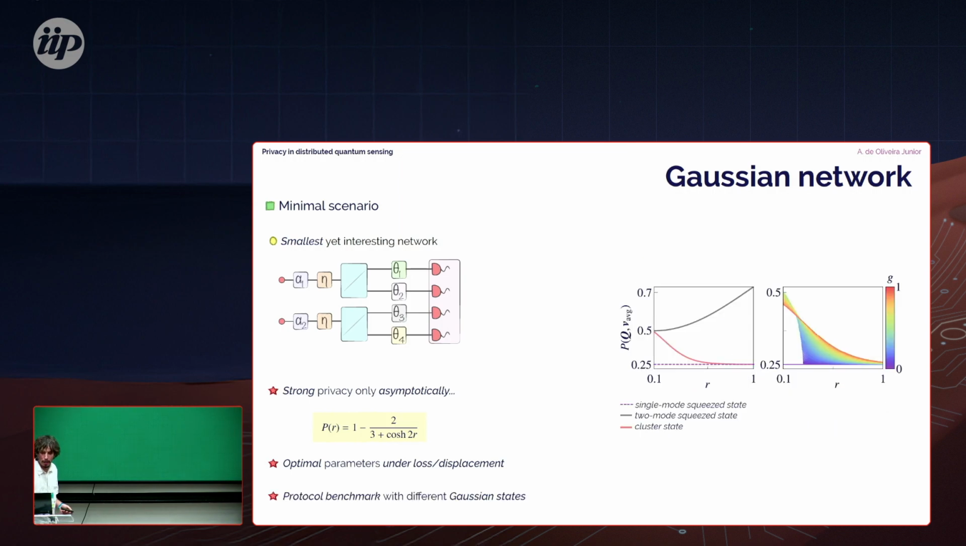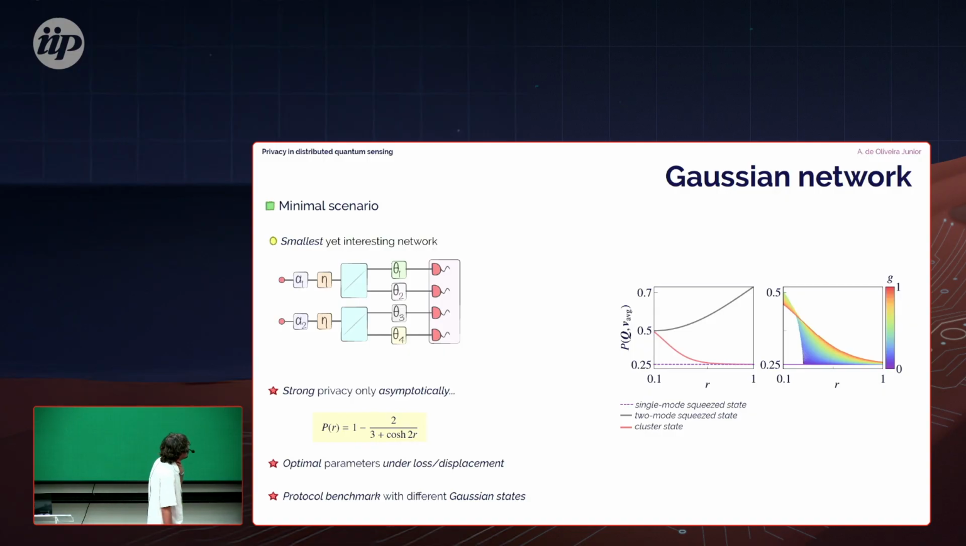And then, of course, the question that we could ask is what happens if we change our resource, if we don't look at a two-mode squeezed state, but another Gaussian state. So basically, our results also cover this. We also provide analytical ways of assessing the privacy for arbitrary Gaussian states.